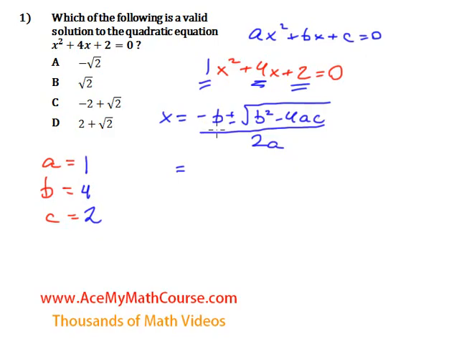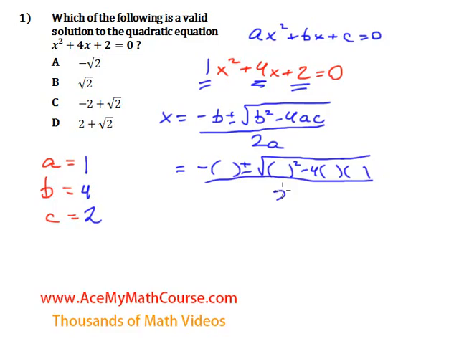Okay, now I can just plug these numbers into the quadratic formula. Just going to copy everything down first. Okay, all over 2a. Just going to put the numbers in a different color. So we have negative 4 plus or minus the square root of 4 squared minus 4ac all over 2a. Fantastic.